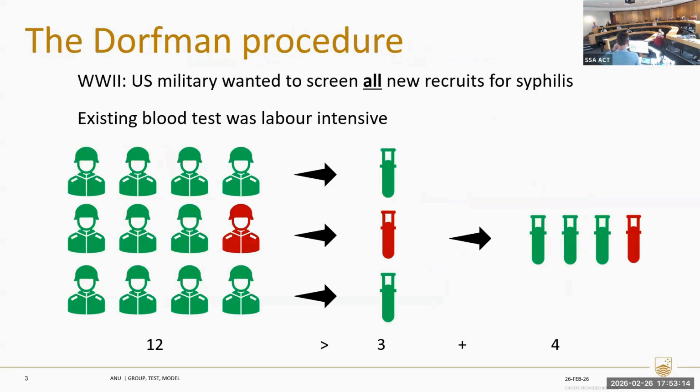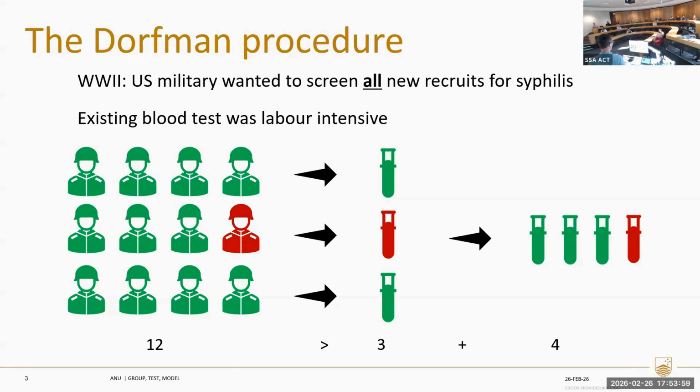So a bit of history. The earliest example of group testing useful on a wide scale is something called the Dorfman procedure. Robert Dorfman was working with the US military in World War II, and they had a big problem. They wanted to screen all new recruits or potential new recruits for syphilis, but they had a lot of people to screen, and the blood test involved was very labor intensive. They were testing for the presence of a particular antigen, which would indicate that they're infected with syphilis.